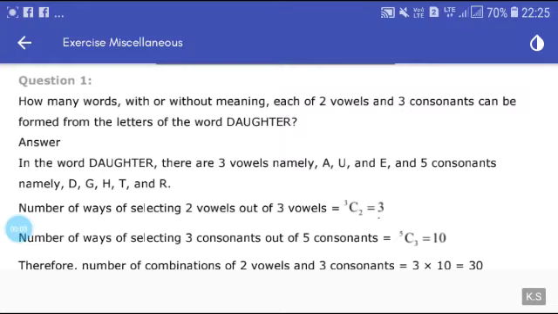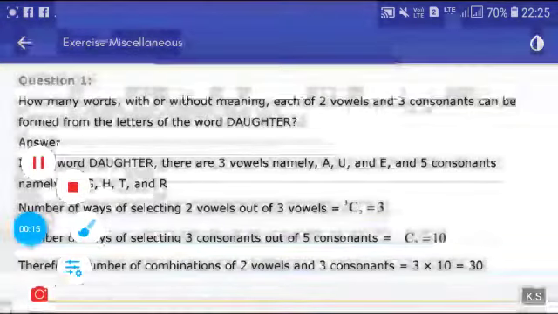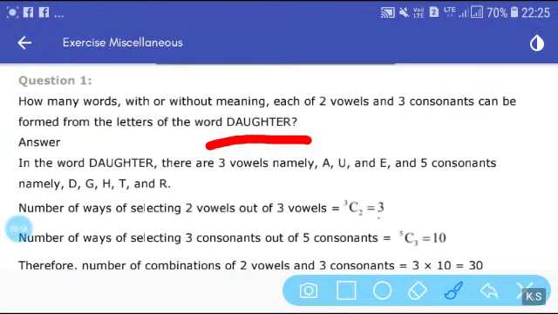Under this, our first question is: how many words, with or without meaning, each of two vowels and three consonants can be formed from the letters of the word daughter? Now see here, we have to see how many words with or without meaning. First, in the word daughter there are three vowels, namely a, u and e, and five consonants, namely d, g, h, t and r.